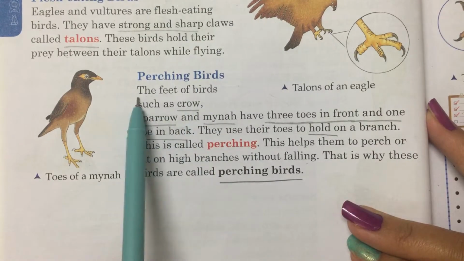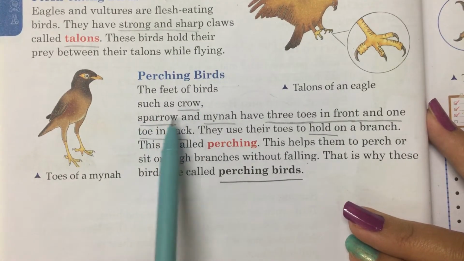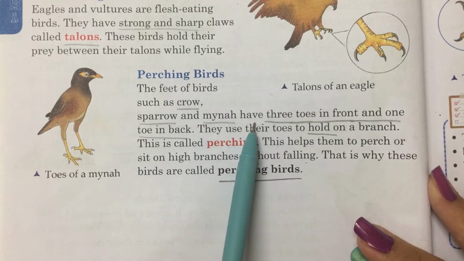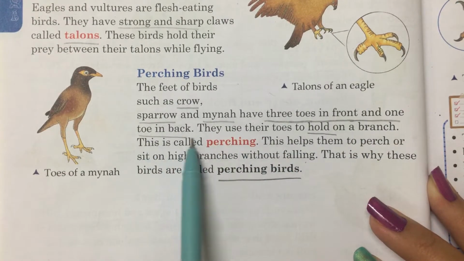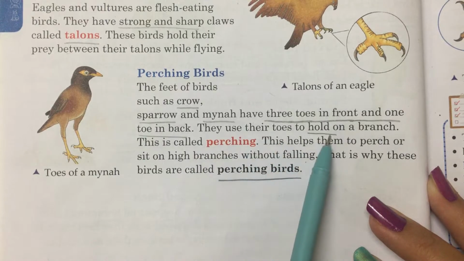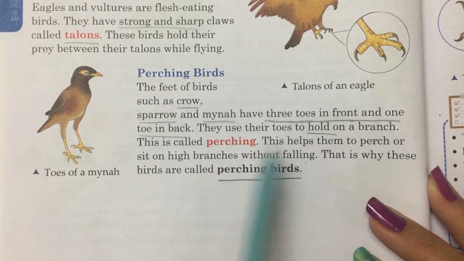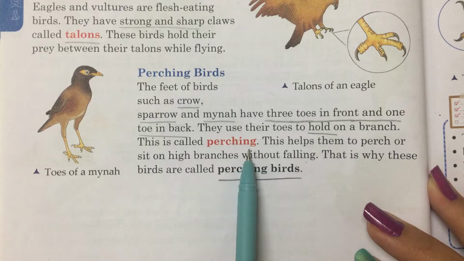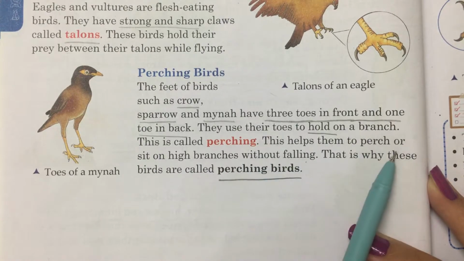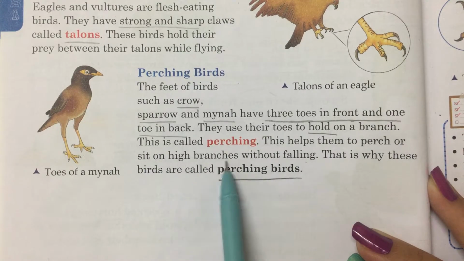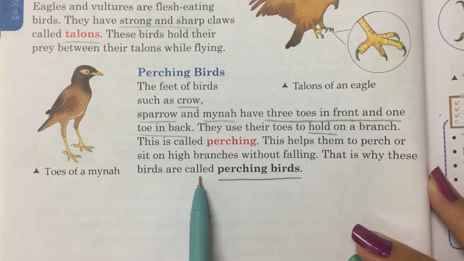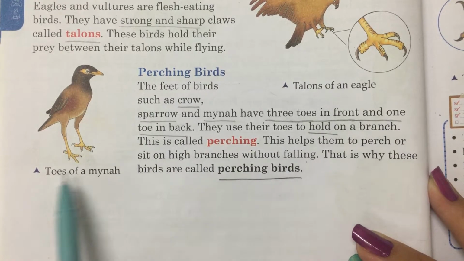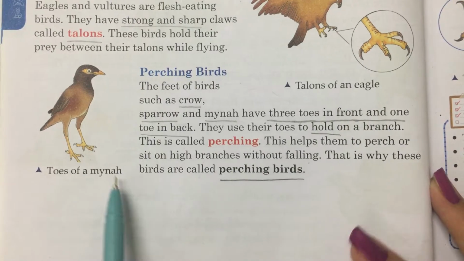Perching birds. The feet of birds such as crow, sparrow, and myna have 3 toes in front and 1 toe in back. They use their toes to hold on to a branch. This is called perching. This helps them to perch or sit on high branches without falling. That is why these birds are called perching birds. These are the toes of the myna.